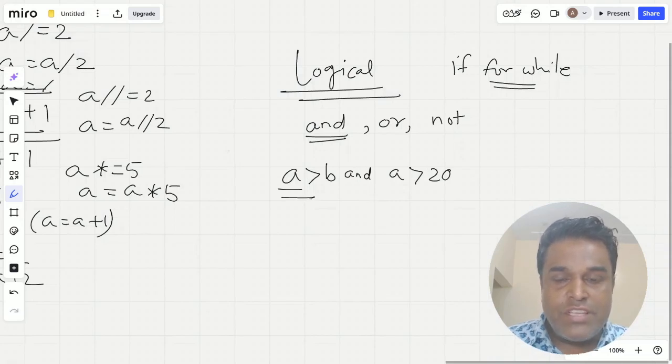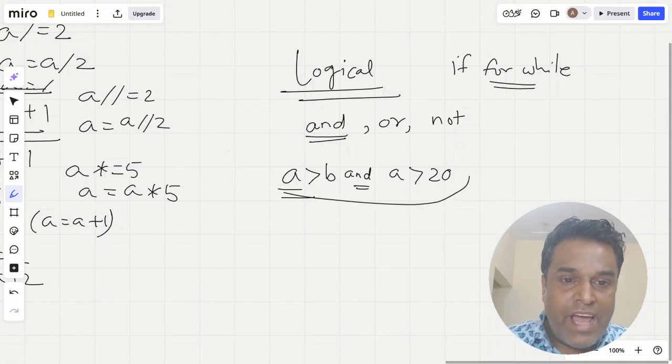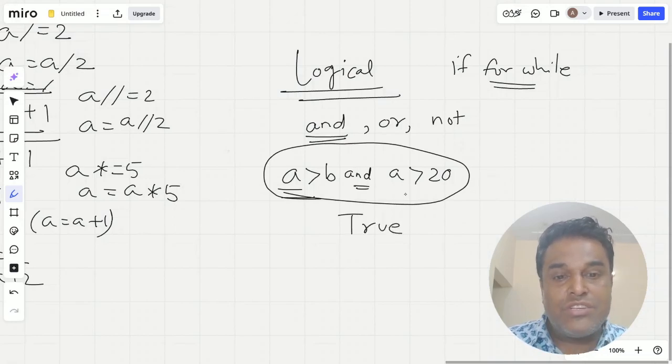So what does this mean? This means that if A is greater than B and A is greater than 20, only then this entire expression that we are comparing will become true. Only if all the conditions are true.